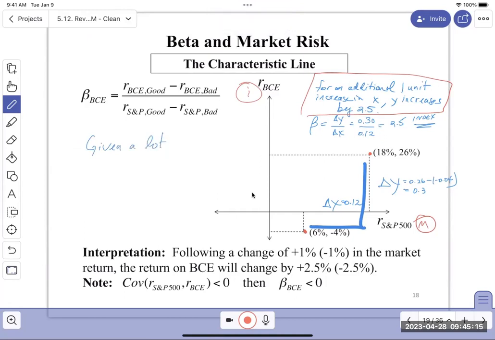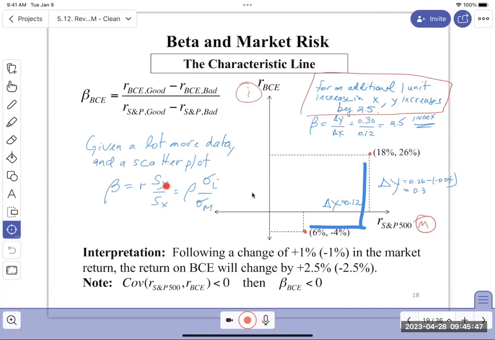Given a lot more data and a scatter plot, beta is calculated as r S_Y over S_X, or I use the symbol, the correlation times sigma. The Y is I and the X is M. But if you're thinking of them as Y and X helps you, just stick with that. This is just in terms of the notation that I introduced for finance.